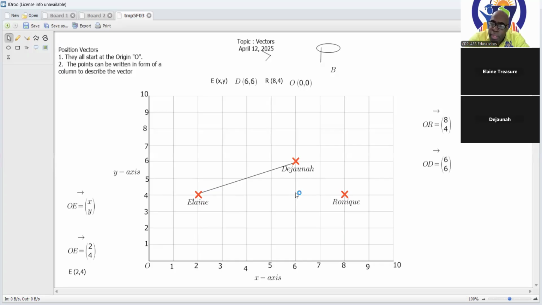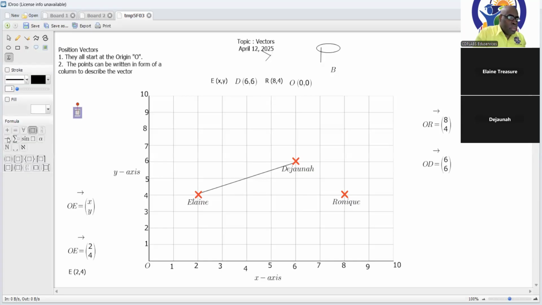4, 4, 2, sir. Exactly. And how do you name the vector now? Tell me the vector itself now. Let's see if you think now. ED 4, 2. Exactly. ED 4, 2, sir.